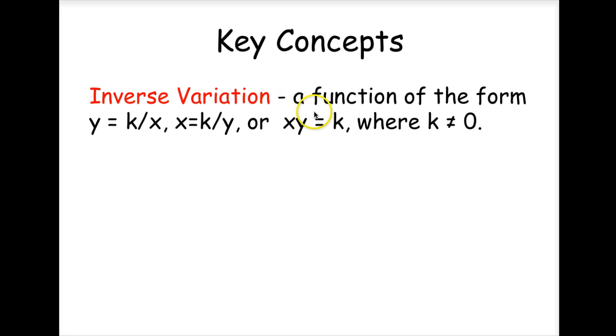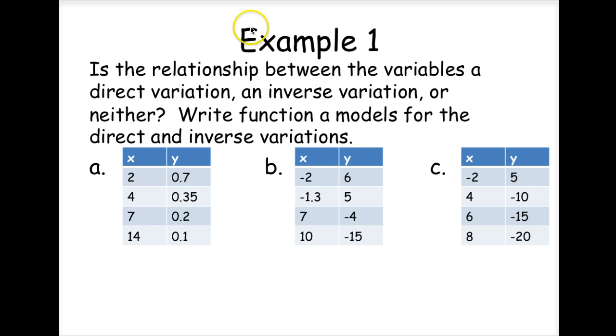Inverse variation: a function of the form y is equal to k divided by x, or x is equal to k divided by y, or xy is equal to k, where k is not equal to 0. So let's look at example 1. Is the relationship between the variables a direct variation, an inverse variation, or neither? Write function models for the direct and inverse variations.